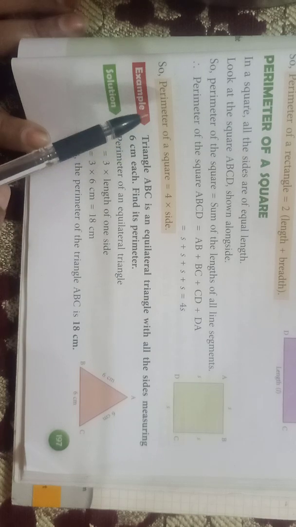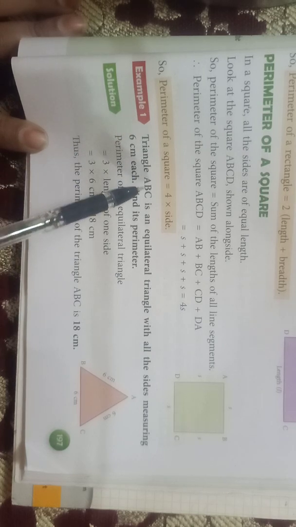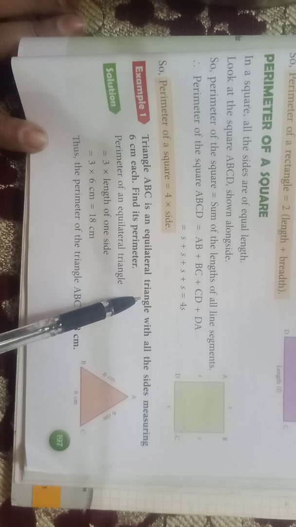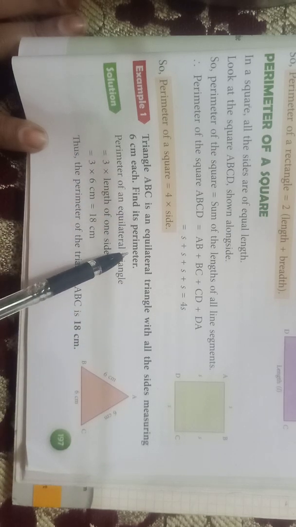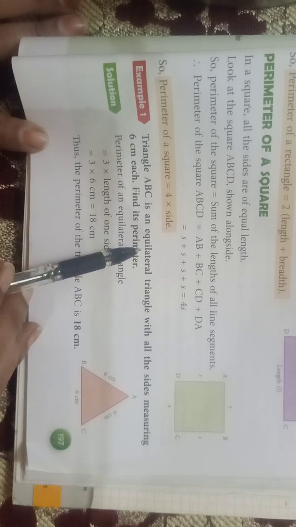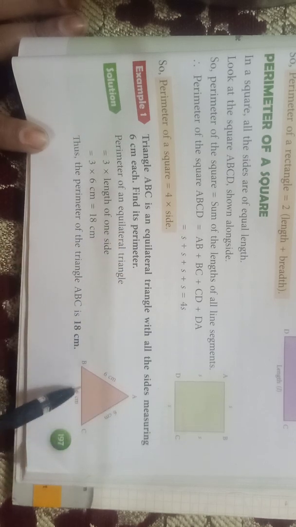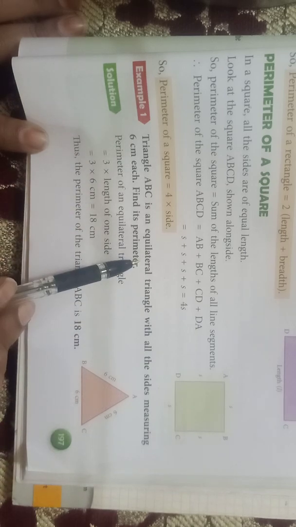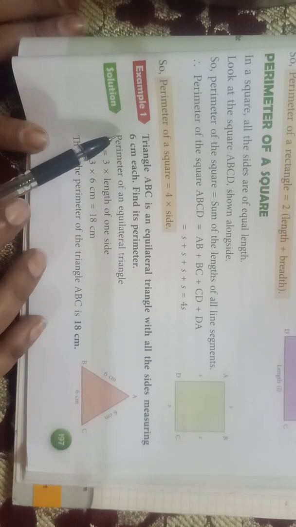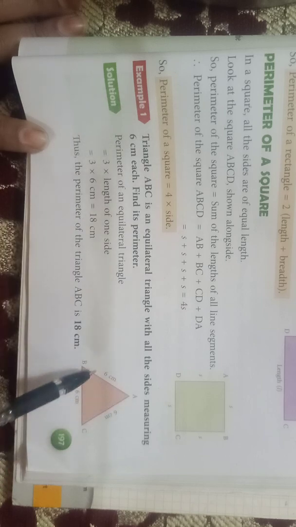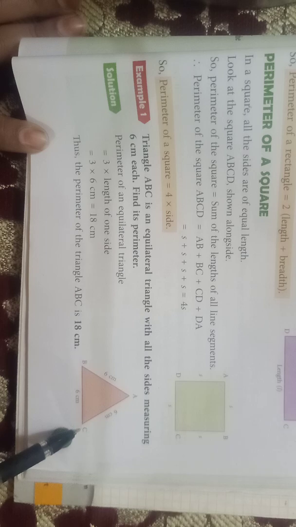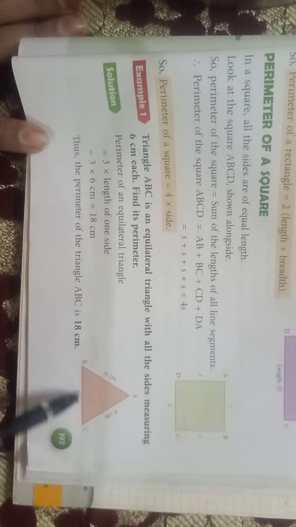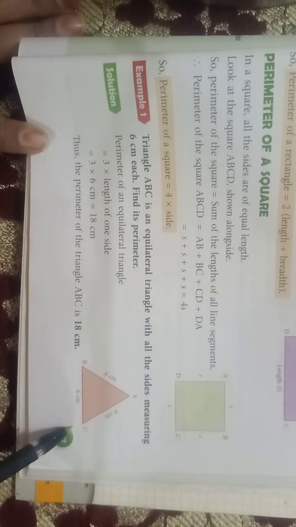Now here an example is given. Let's read it. Triangle ABC is an equilateral triangle with all the sides measuring 6 cm each. Find its perimeter. As I have told you, equilateral means a triangle which has equal sides. All three sides are equal, so it is known as an equilateral triangle. And they have given the measurement 6, means it measures 6 on all sides. AB measures 6, BC measures 6, and CA measures 6.